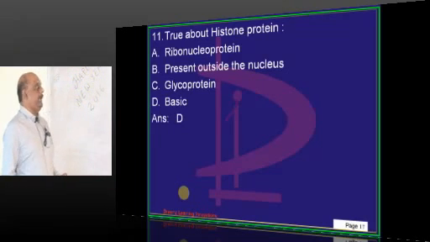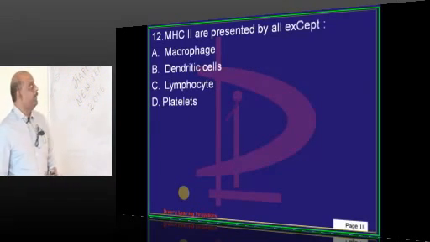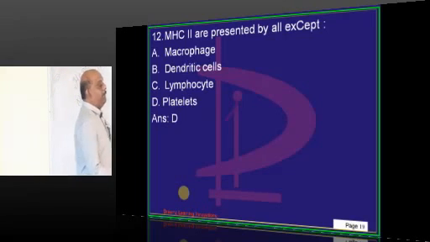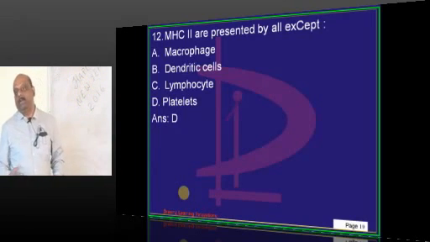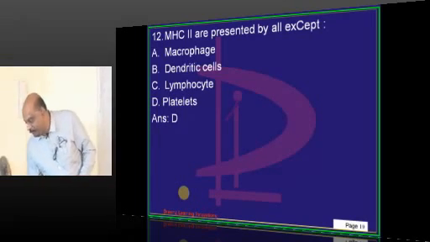Histone fundamentally is a basic protein, not an acidic protein. For MHC2, the antigen presenting cells include macrophages, dendritic cells, and lymphocytes, but not platelets, as all of you know very well.